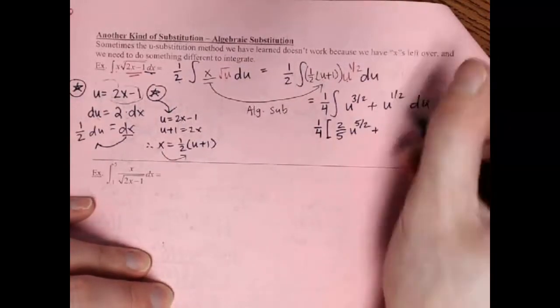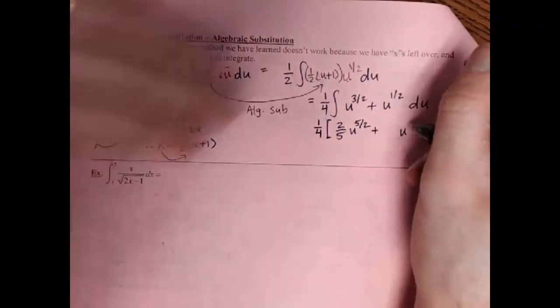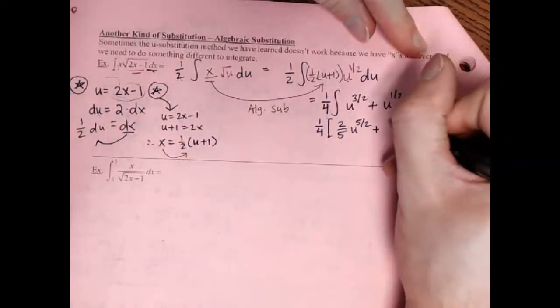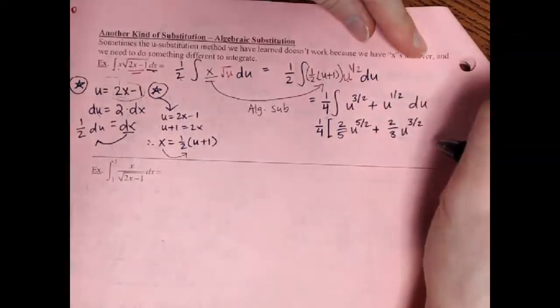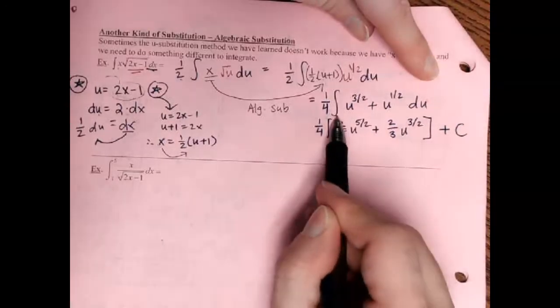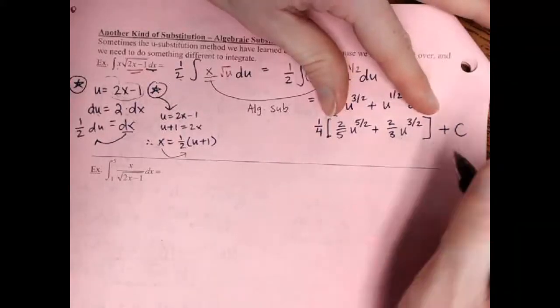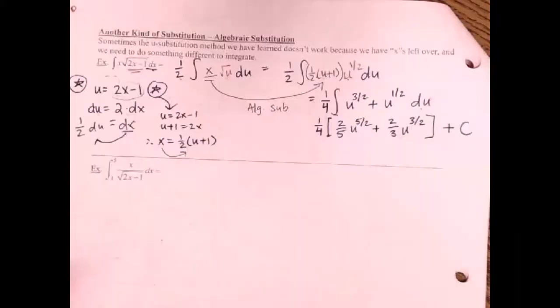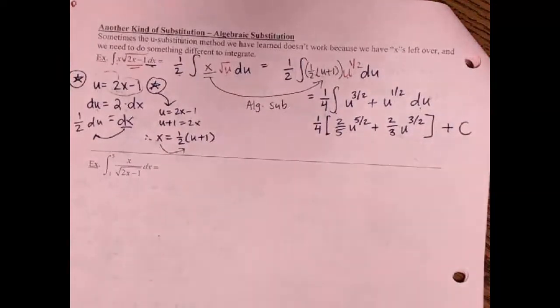Then the next piece, add 1 to that exponent, divide by that new number. Now this is an indefinite integral, so make sure you put your plus c. Remember, the integration symbol and your differential drop off. You would either pick up your evaluation bar for a definite integral, or you would put your plus c.